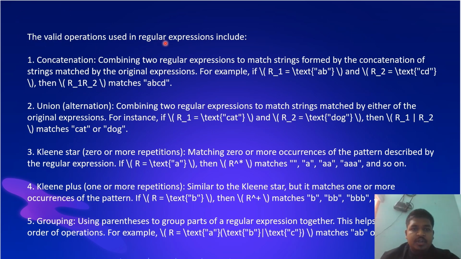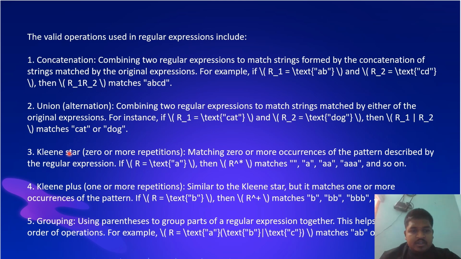The valid operations used in regular expressions include, first, concatenation: combining two regular expressions to match strings formed by concatenating a string matched by the first expression with a string matched by the second. For example, if R1 equals AB and R2 equals CD, then R1R2 matches ABCD. Second, union: combining two regular expressions to match strings matched by either of the original expressions. For instance, if R1 is cat and R2 is dog, then R1 union R2 matches cat or dog.